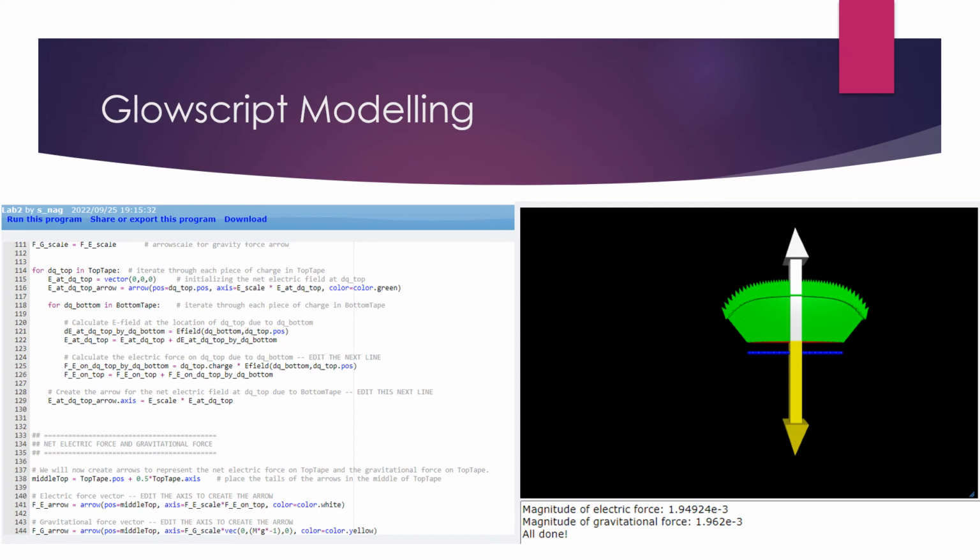The array of green arrows, which I just mentioned, represent the electric field felt by each individual piece of charge on the top tape, dq, by the bottom tape's individual pieces of charge. As shown below the image, the magnitudes of the forces of gravity and electric force are approximately the same. The magnitude of the charge on one piece of tape, as calculated by my computational model, is approximately 1.9 times 10 to the negative third coulombs.